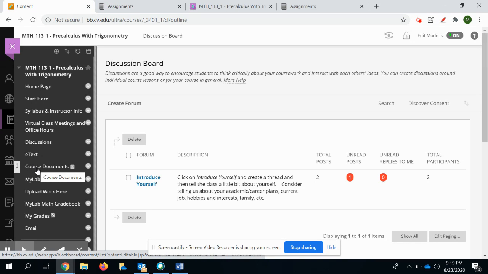Course documents you won't see right now because nothing's posted in there. So when you look at your Blackboard course, you won't see that. But once I'm posting handouts and that kind of thing, that's where they'll post. It's hard to post handouts in my math lab. I can post videos there, but for some reason it's hard to post PDFs or even Word documents in the assignment area of my math lab. So I'll be posting them here if I post them.